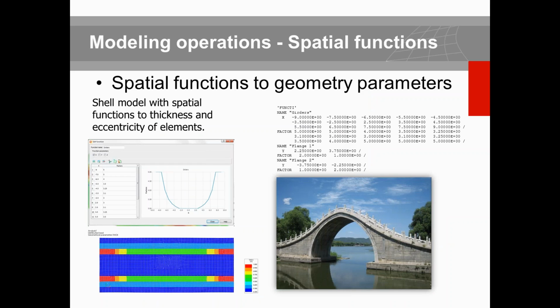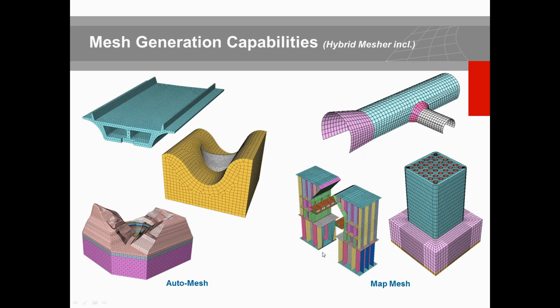Regarding the function I mentioned, this function can be assigned to one of the things at geometry. So if you have a shell element and you want to model, for instance, a bridge like that, you may define a shell, but you change the variation of the thickness using a function as you go through the length or span of this bridge. So you can mimic this type of behavior using a function.